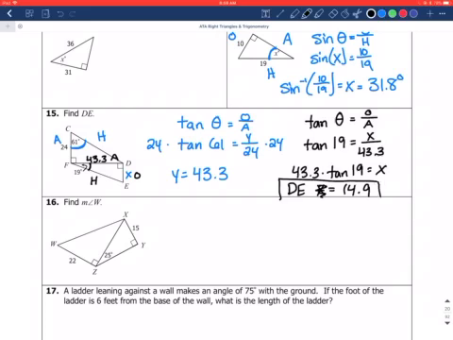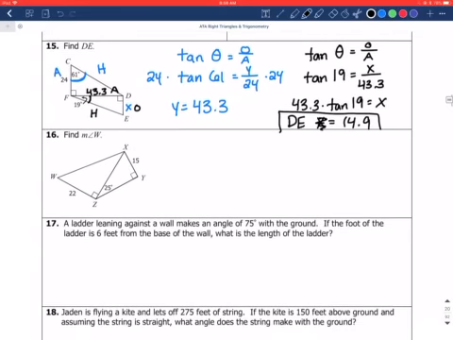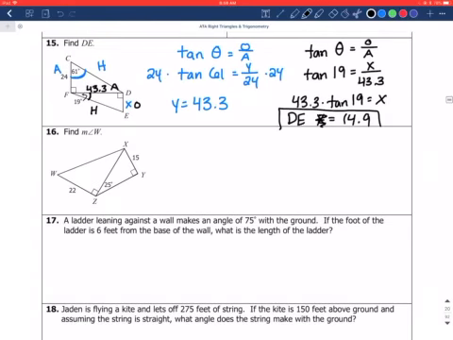So you can see that all you need is an angle and a side to be able to do any of these trig ratios. But understand that it does have to be a right angle. These trigonometric ratios only work for right triangles, yeah. So for 16, we'll do the same thing.